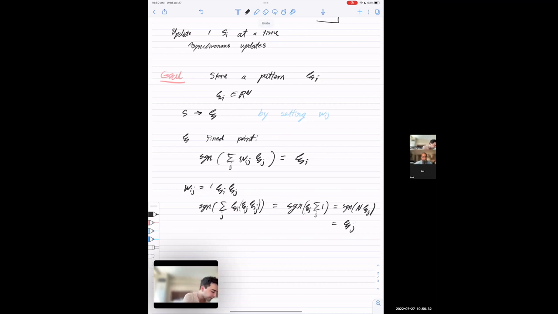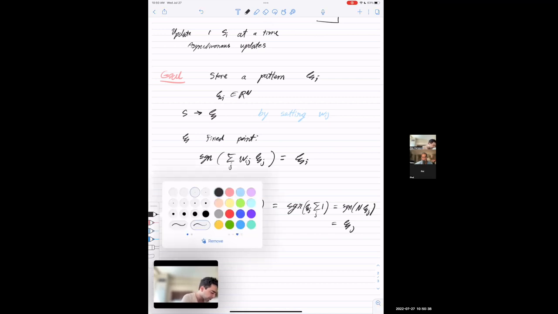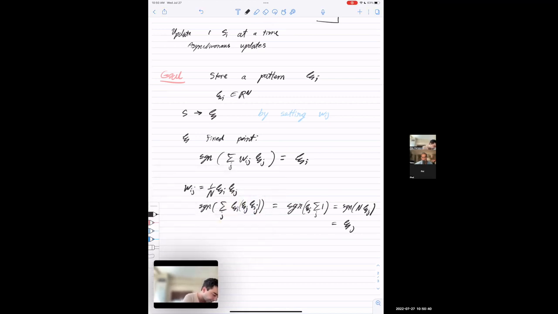Sometimes, for convenience of normalization, we define the Wij to have a 1 over n out front, so that this sum becomes a little bit easier. You have a 1 over n here, you have an n here, and then you don't have this n. But that doesn't affect whether it works or not. This overall scaling constant doesn't affect things, if that makes sense. Yeah. Cool. Great.